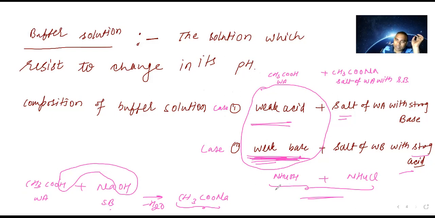What I am saying is this one, weak base. In case one it is the weak acid, and in case two it is the weak base, but the salt you have to take is the salt of the weak base with a strong acid. So NH4OH is the weak base, just now I told you, but this is the salt of a weak base with a strong acid.